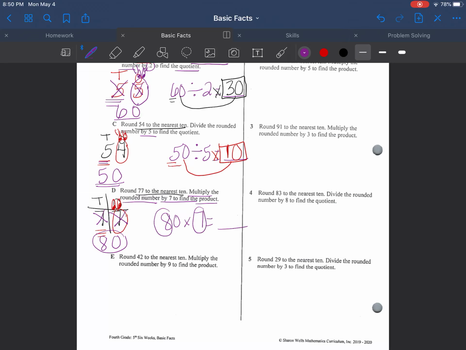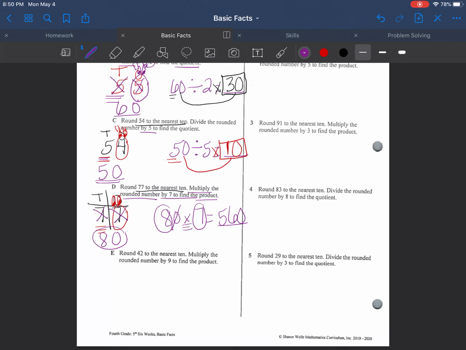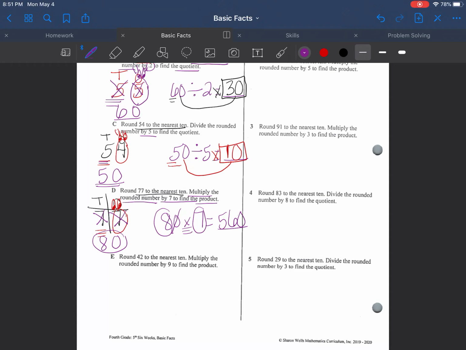Multiply the rounded number, that is 80, by 7 to find the product. 8 times 7, that equals 56. Remember, when we multiply, quito, pongo. So my product is 560.